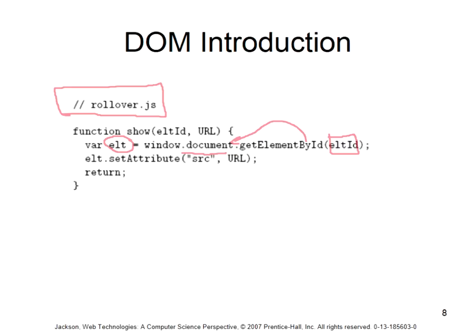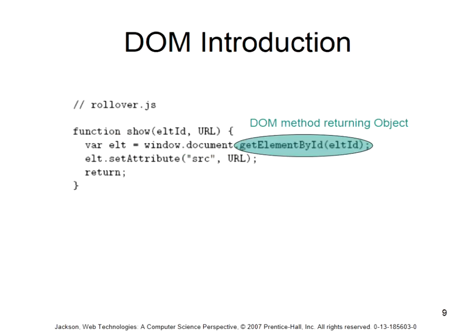After that, I will modify the attribute src with the URL. So let's talk about getElementById. getElementById is a DOM method, and this method returns an object.